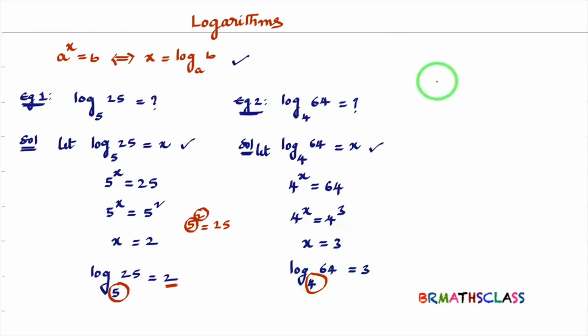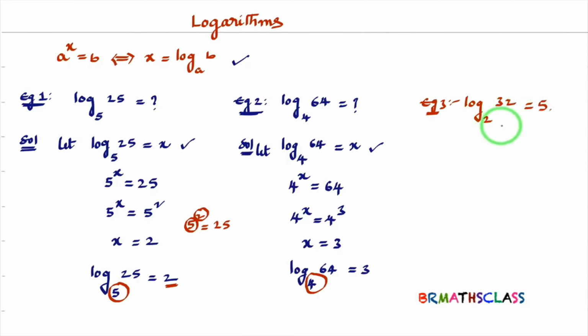Okay, for example, you see this example number 3. Logarithm of 32 base 2. What is its value? If you are able to identify 2 power what number is 32, that is the answer. 2 power what number is 32? 2 power 5 is 32. So its answer is 5. You can write directly like this.